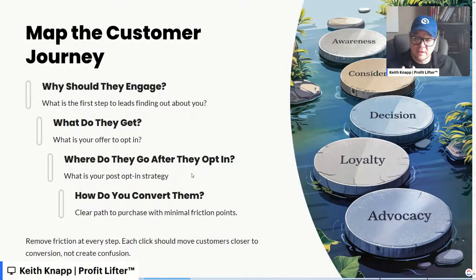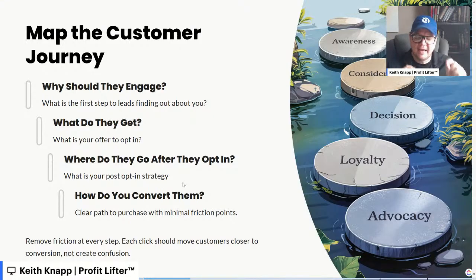So these are the 4 things that I want you to think about when you're setting up your campaign structure, when you're working on your funnel. Why should they engage with you? What do they get? Where do they go after they opt in? What's your strategy after they've opted in? And then how do you convert them? What's the path to conversion? And explain that. Remove friction at every step. Each click should move customers closer to conversion and not create confusion.